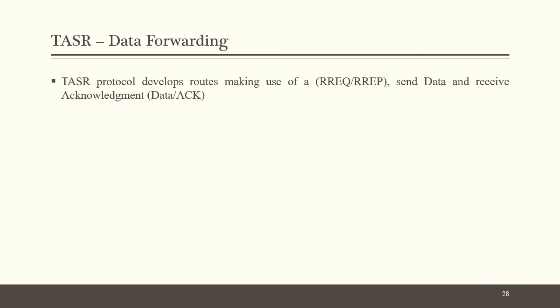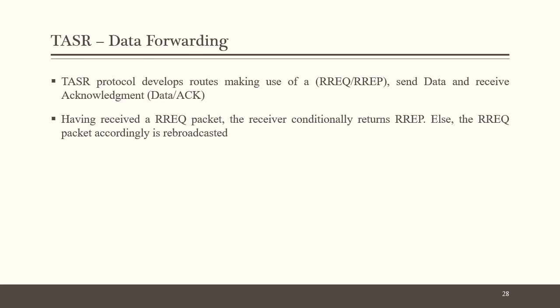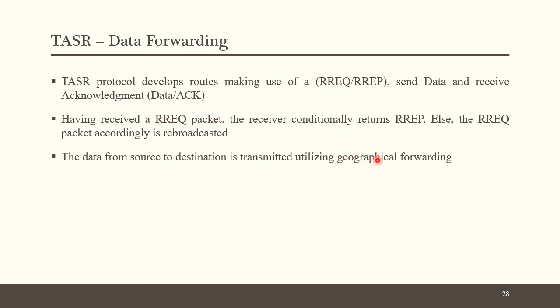TSR uses route request and route reply to make a route between the source and destination node. It also receives acknowledgement after sending data. When a destination node receives a route request, it sends back a route reply indicating that the link is established. In case the source does not receive a route reply, it sends the route request again. Since it is a geographic based protocol, the source knows in which direction the destination node is.